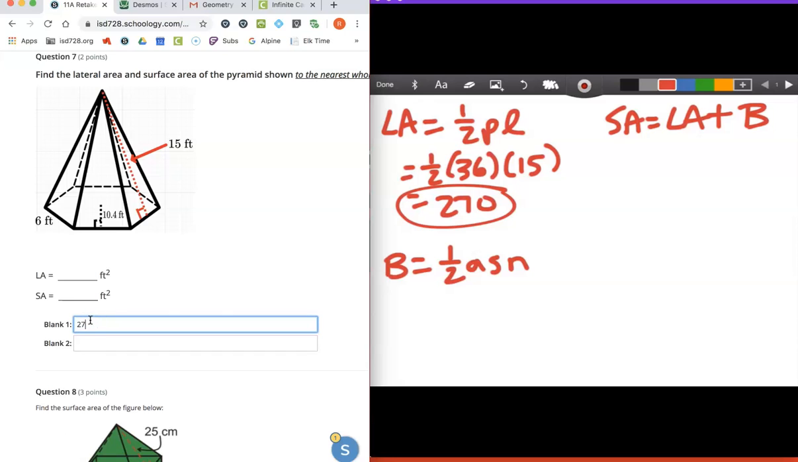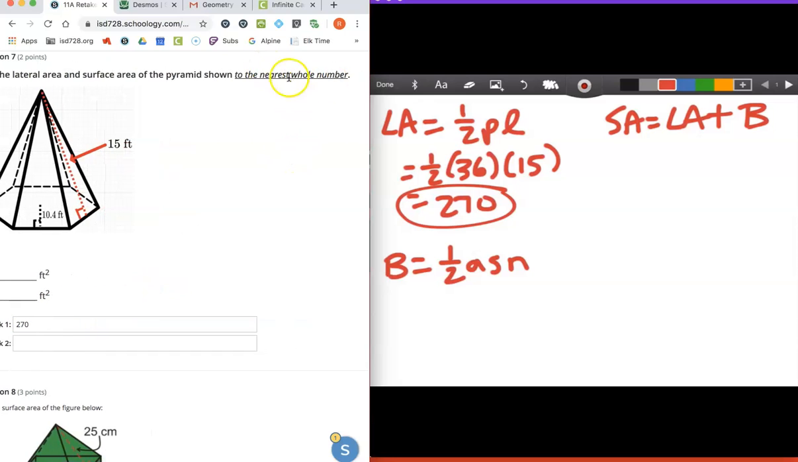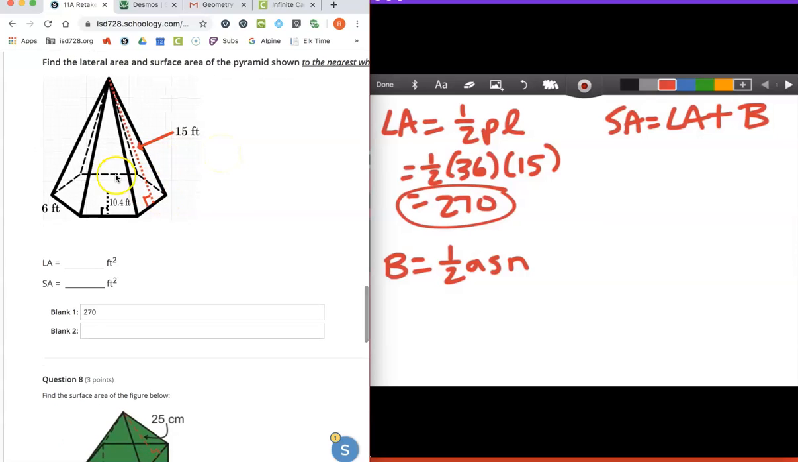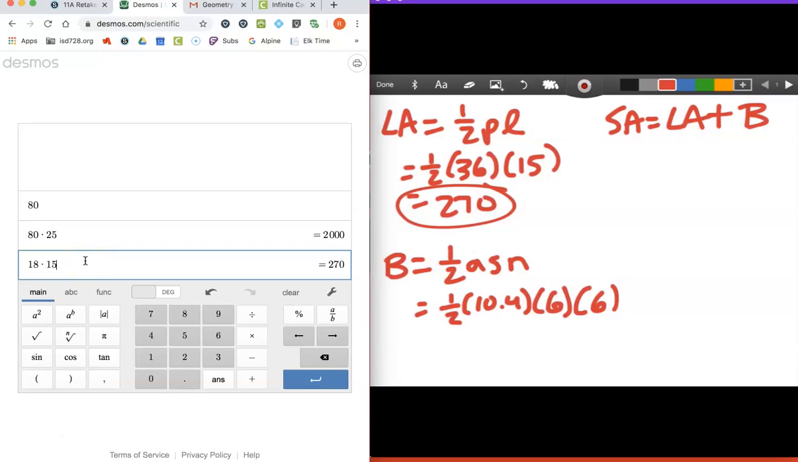All right, then we're going to add on B. It said to the nearest whole number, by the way. We'll do that if we need to round this one. Regular polygons are almost always going to be a decimal answer. So we have 1/2. A stands for apothem. That's the distance from the center to a side. That's given, 10.4. The side length was 6. The number of sides was 6. So we have 1/2 times 10.4 times 36, where 1/2 times 36 is still 18. So I'm going to do 18 times 10.4 just to save some time.